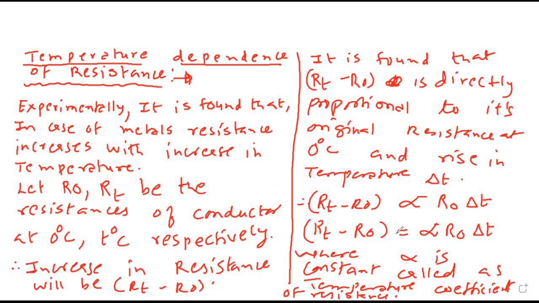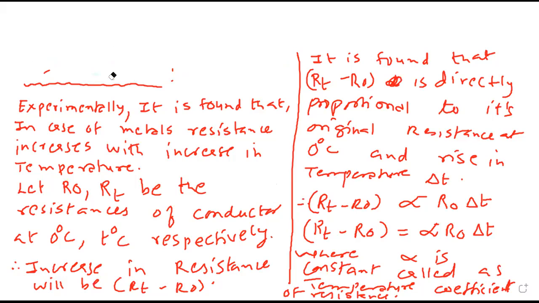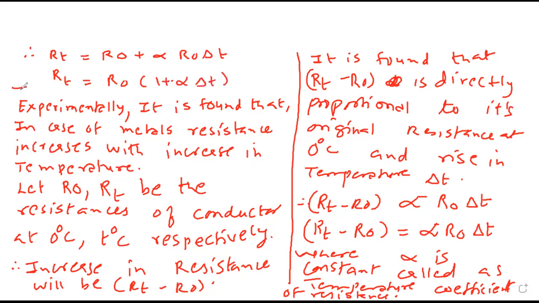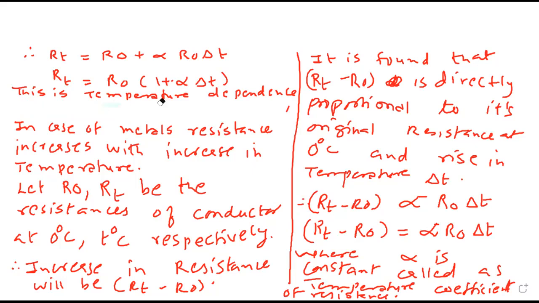Just write this much, then two more lines we have to write. Therefore, we can say RT equals R0 plus alpha R0 delta T. RT equals R0 times 1 plus alpha delta T. This is temperature dependent.